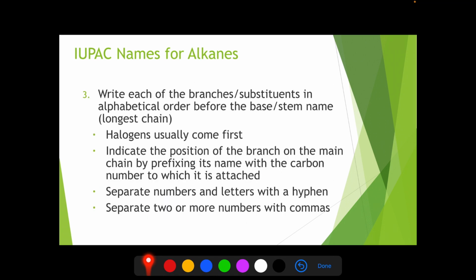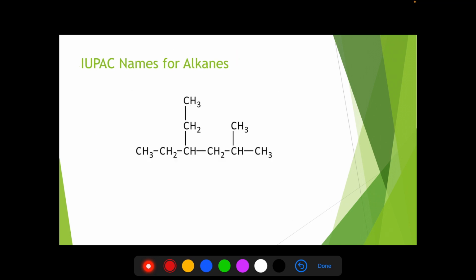The third rule is to write each of the branches or substituents in alphabetical order before the base or the stem name. Alphabetical order might sound a little bit funny at first, but you will get used to it. Halogens usually come first. You're going to indicate the position of the branch by prefixing its name with the carbon number to which it's attached. I'll show you examples of that. Separate letters and numbers with a hyphen, and 2 or more numbers with commas. And yes, I'll be a stickler of this. If you forget a hyphen or put a hyphen or a comma where it's supposed to not be, we're going to have to change it.